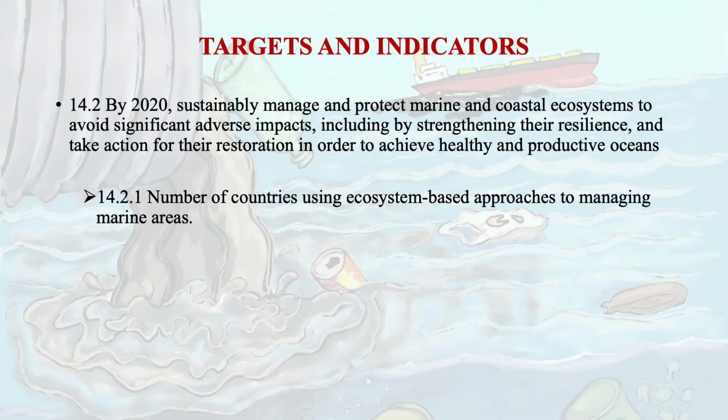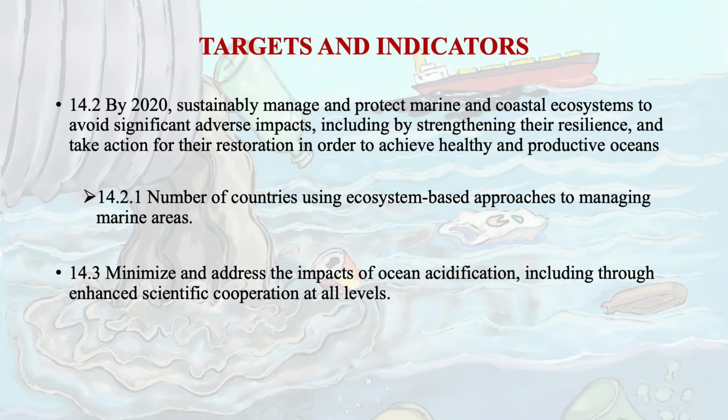When you talk about the conservation and protection of the ecosystem, we need cooperation among different countries, right? To look into the progress of this particular target, strengthening the resilience and restoration of the marine ecosystem, the indicator is the number of countries using an ecosystem-based approach to managing marine areas. When you talk about the ocean ecosystem, we need to understand how many countries are effectively utilizing the proposed ecosystem-based approach in managing marine areas.